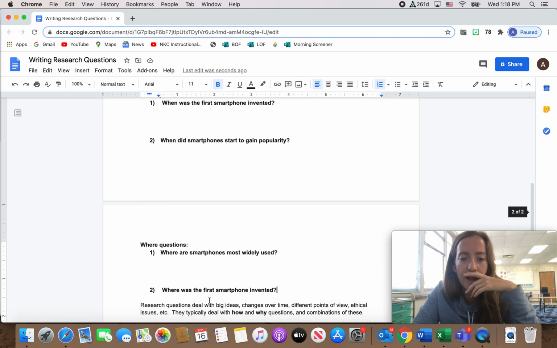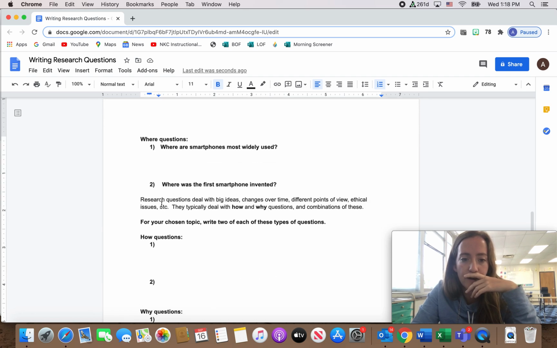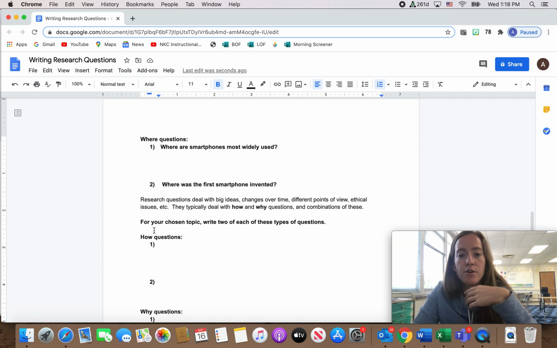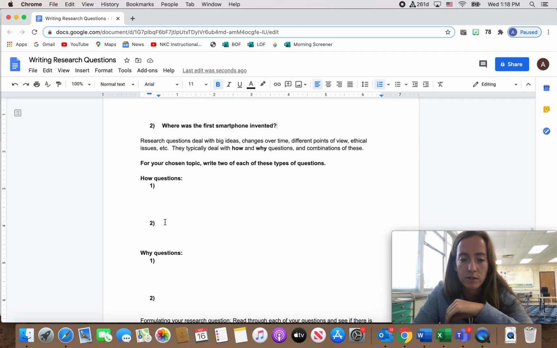So when we scroll down, we're going to look at this next part that says, research questions deal with big ideas, changes over time, different points of view, ethical issues, etc. They typically deal with how and why questions, as well as a combination of those. So for your chosen topic, mine was smartphones, I want you to come up with 2 how questions and 2 why questions.